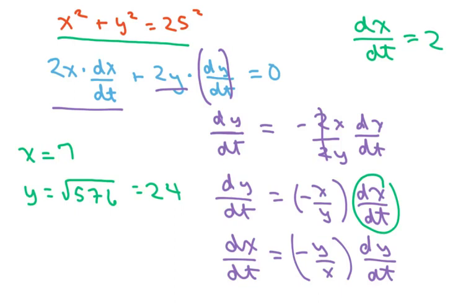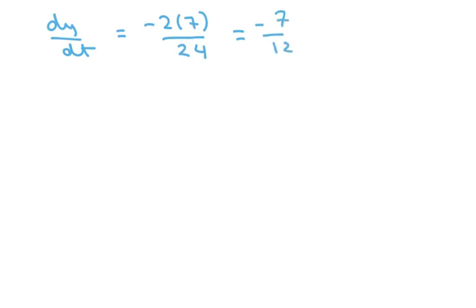Alright, so we already know that, so what we're going to do is just plug it in. We've got the derivative of y with respect to t equals, x is 7, so we have negative 2 times 7 over my y. My y was 24, and that's going to equal negative 7 over 12 feet per second. Okay, so this is when x was 7.